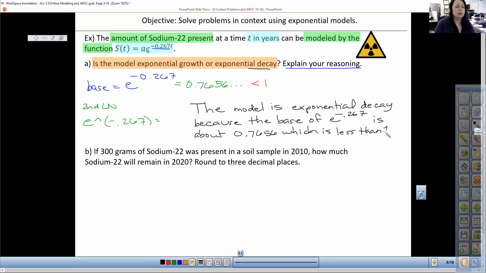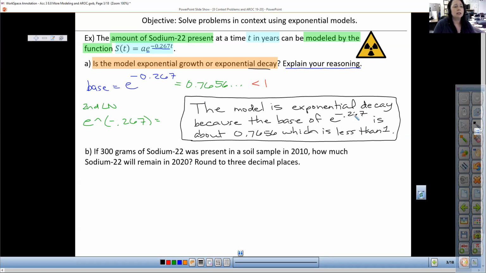So this very clearly demonstrates that I can identify and understand what the base is, e to this negative 0.267, that I understand what value that is close to as a decimal, because looking at this right here, many would have difficulty knowing it's going to be less than 1. And then I understand that my decay matches that because that is less than 1. That's why I have a decay model.